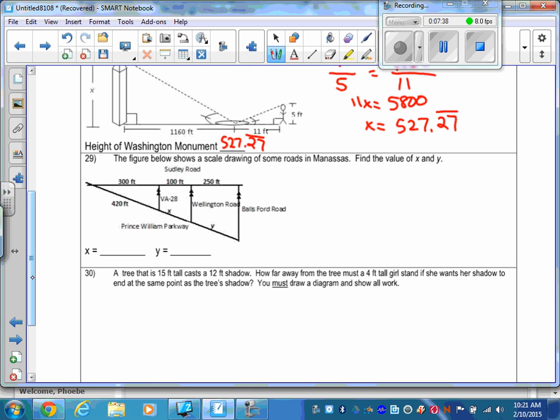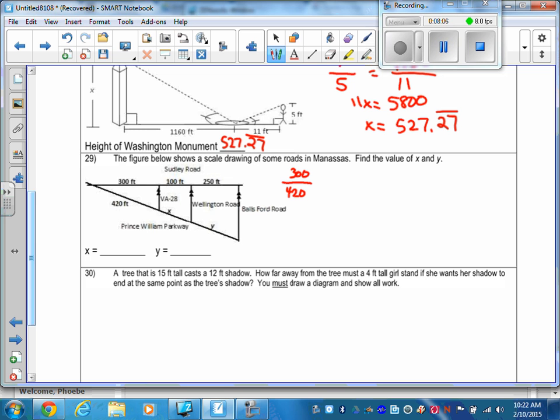Taking a look at 29. You need two proportions. I'm going to find x first. And the proportion is going to be 300 to 420. Because these are parallel, these are going to be similar triangles.